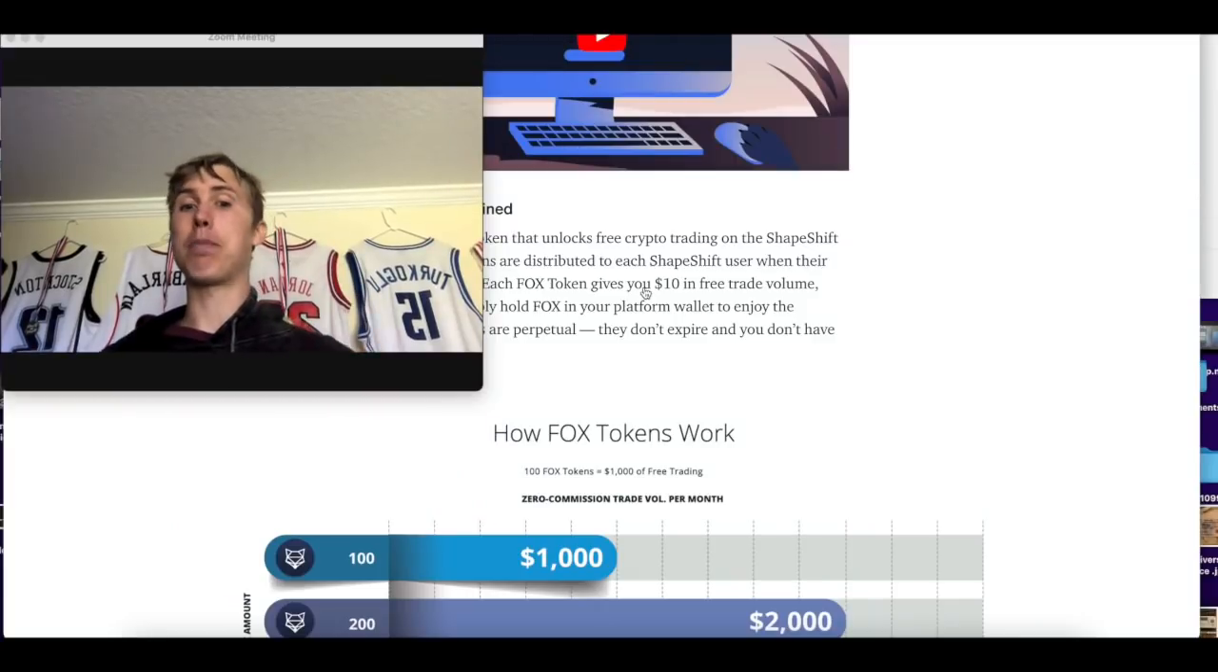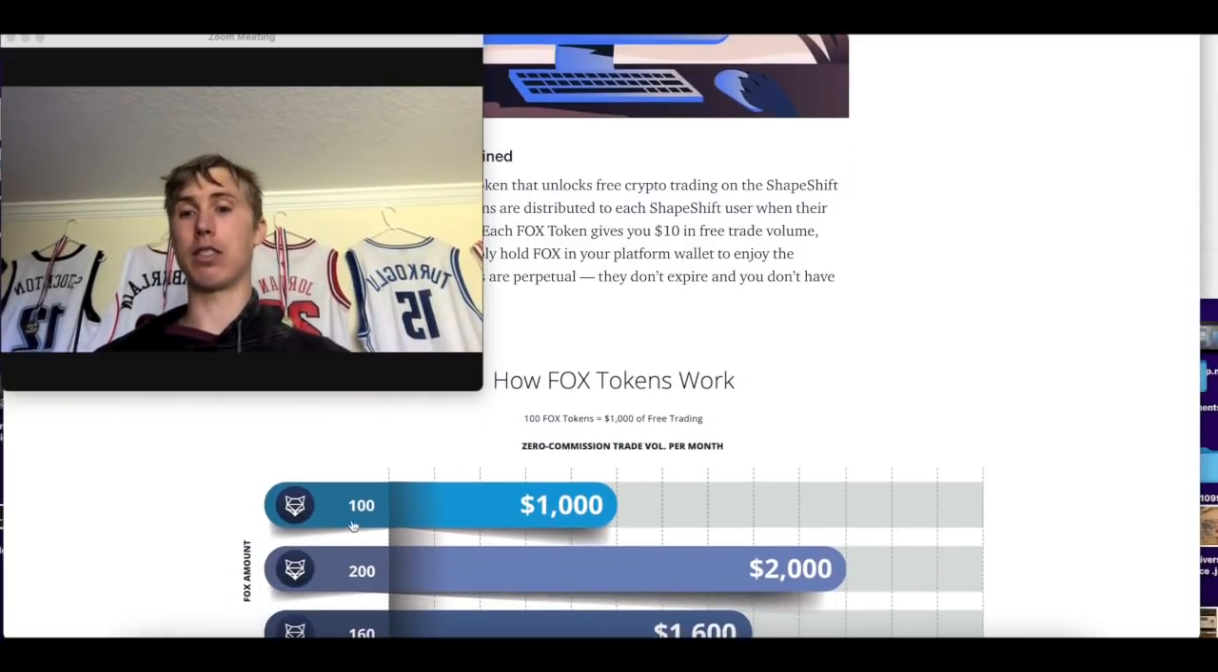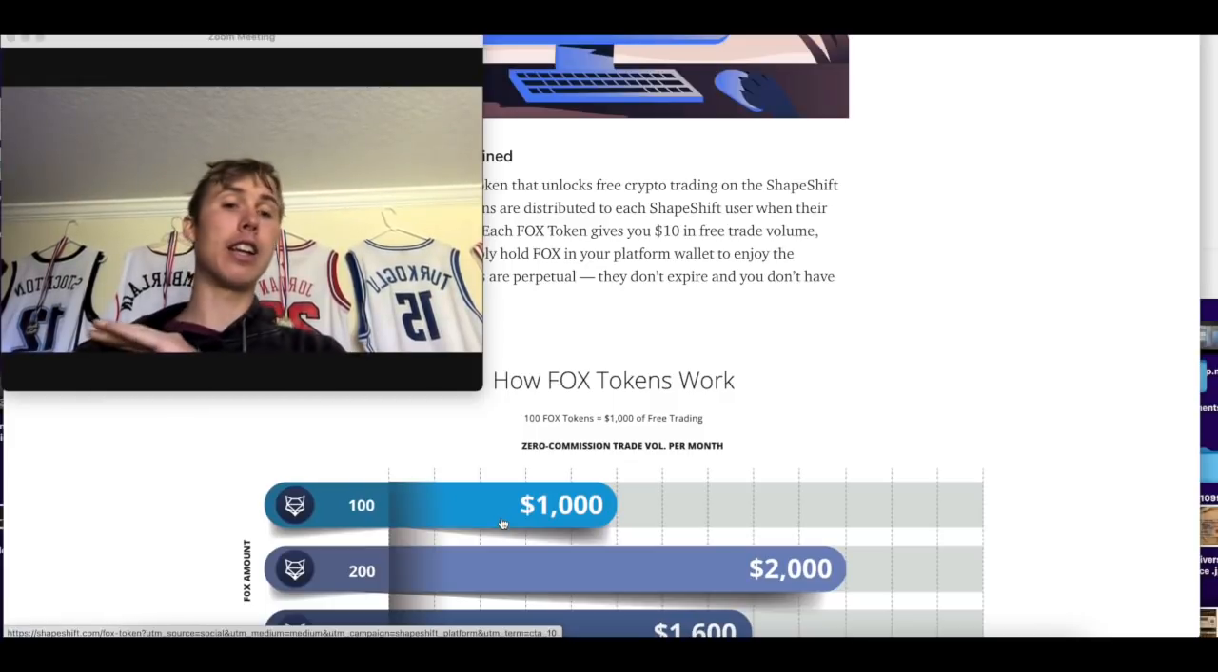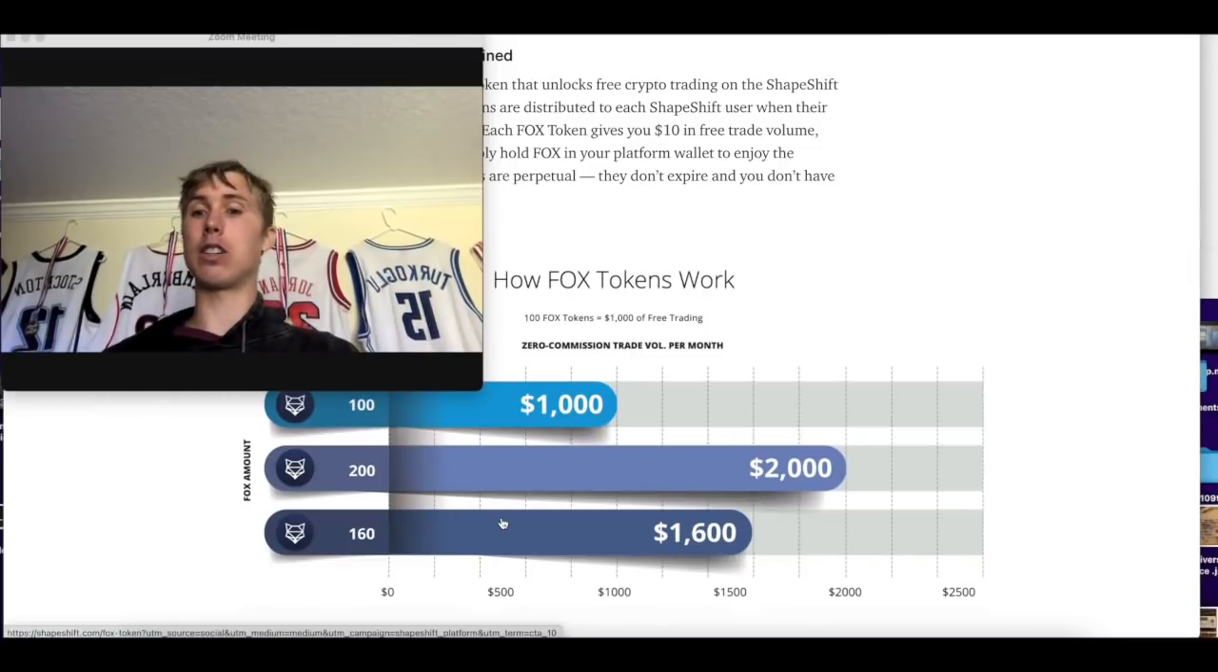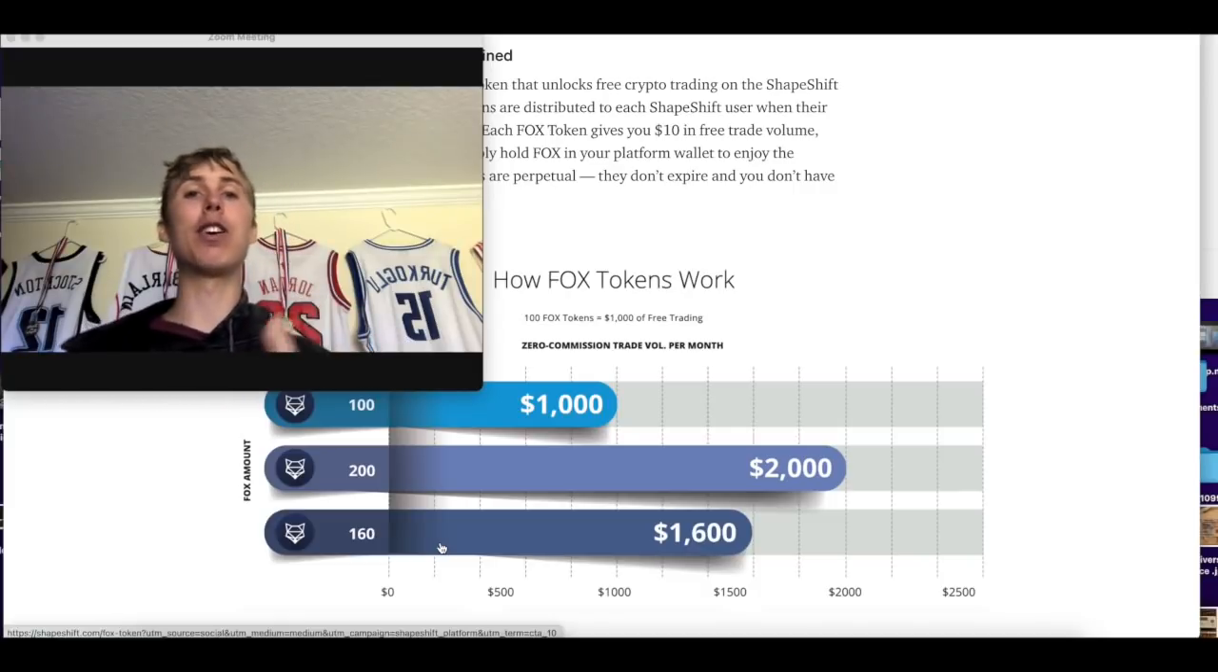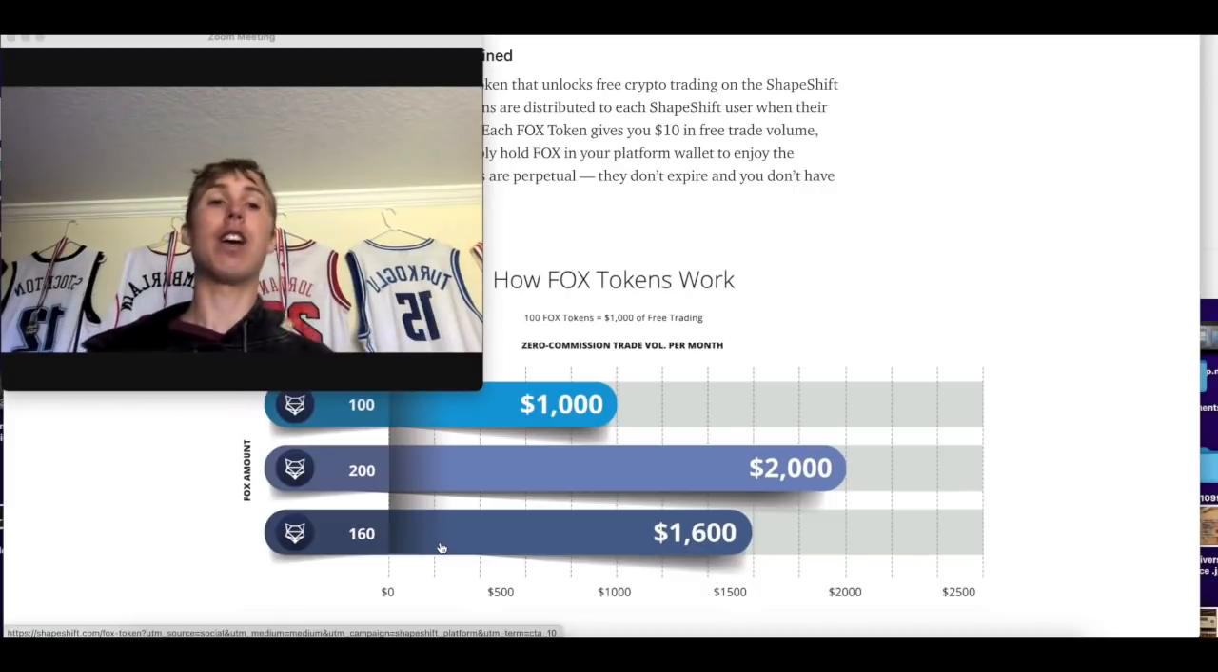And the best part about it is you can actually get zero commission trading. How can you do this? Well, if you have 100 Fox, for every $1,000 you trade every month, it's free trading. For every 200, it's 2,000. For every 160, it's 1,600. So literally for every 100 Fox tokens that you have, you get $1,000 free trading.